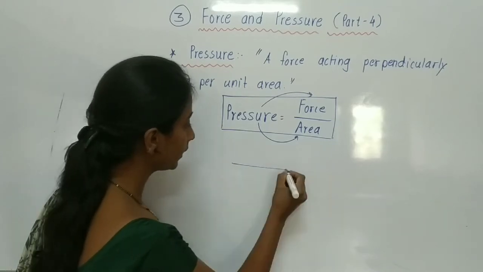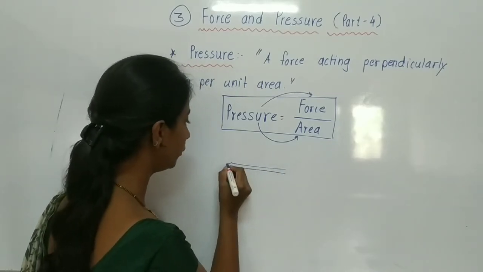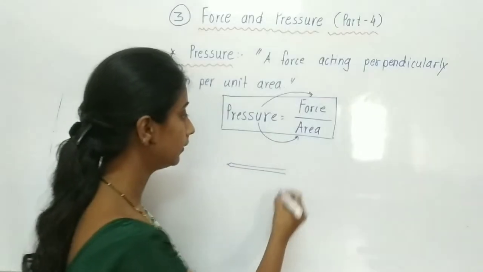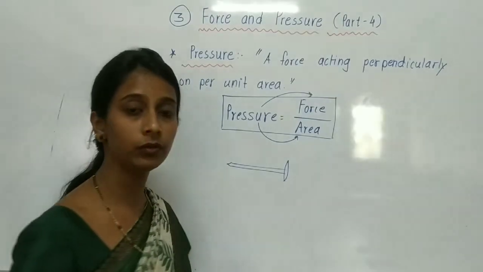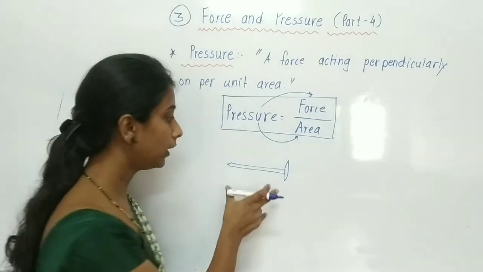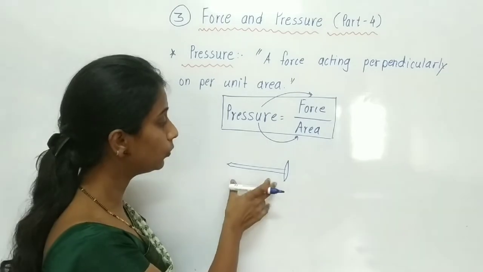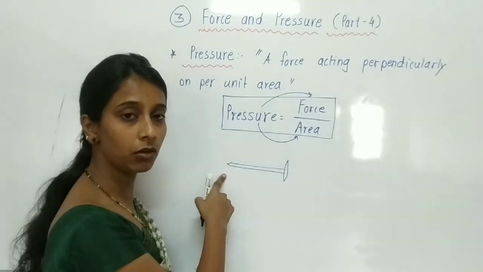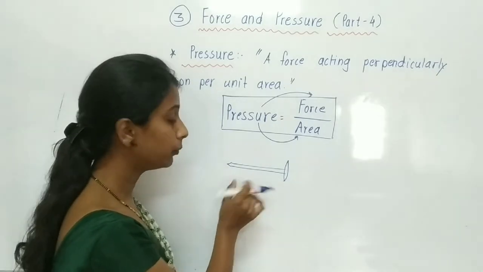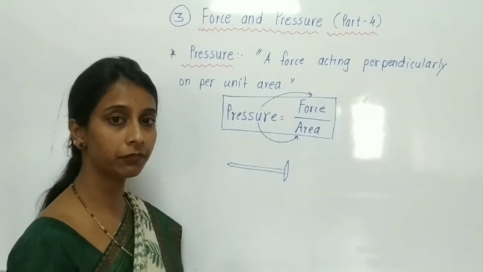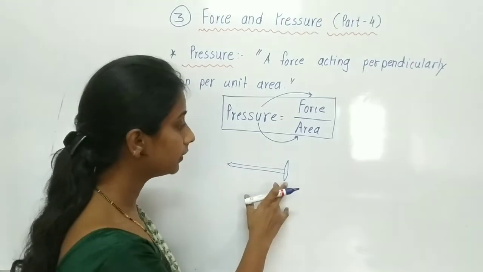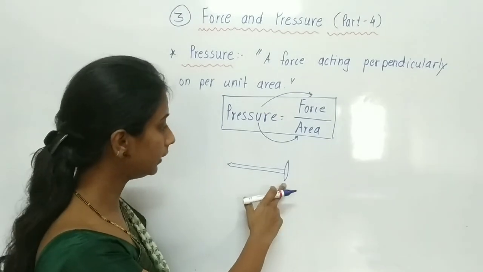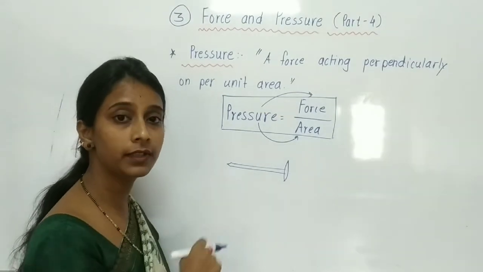Okay students, some examples are given in your textbook. We will take from that. Suppose this is a nail. We know the nail has two ends, and both ends are very different from each other. This is a flattened end and this is a pointed end.